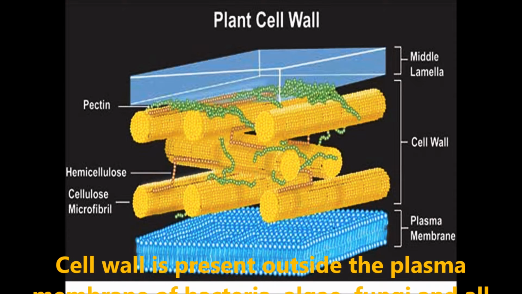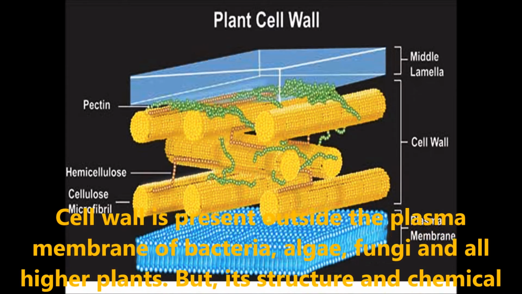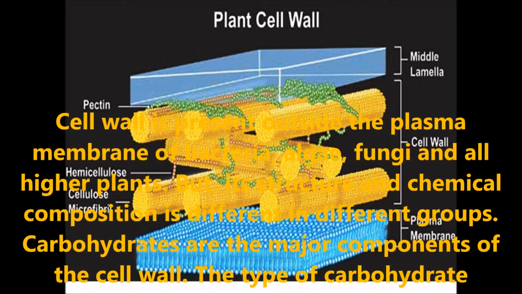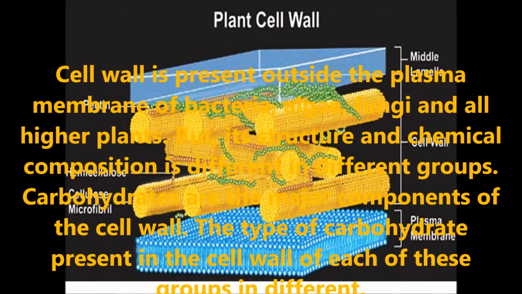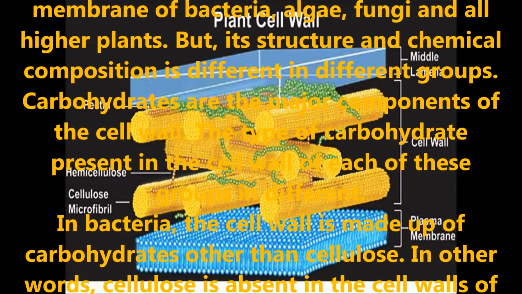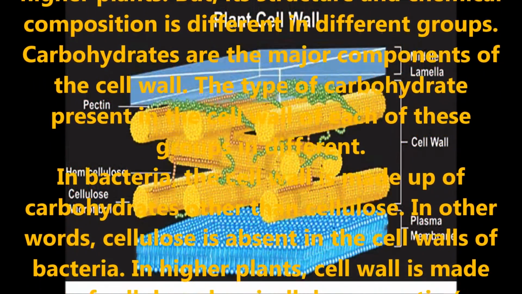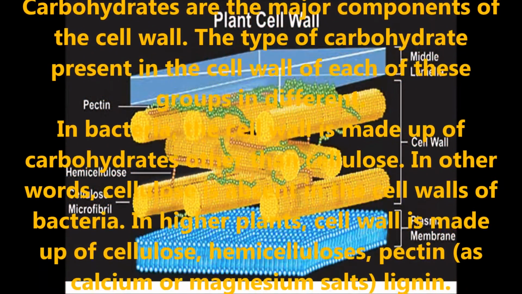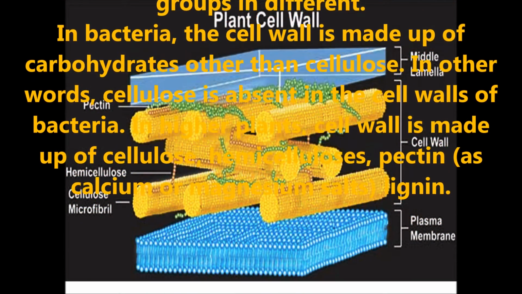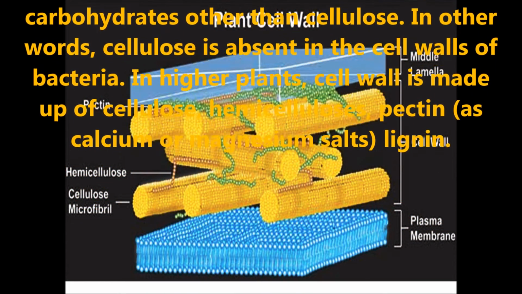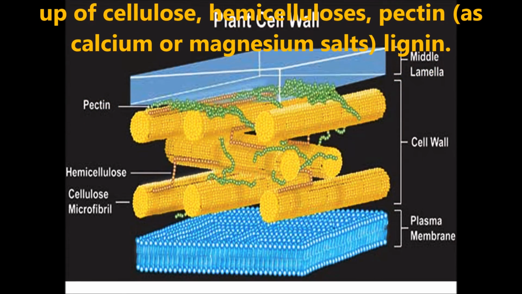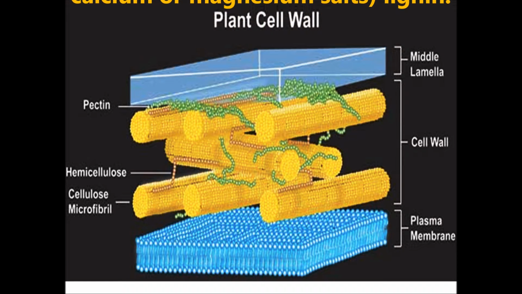Cell wall is present outside the plasma membrane of bacteria, algae, fungi and all higher plants. But its structure and chemical composition is different in different groups. Carbohydrates are the major components of the cell wall. The type of carbohydrates present in the cell wall of each of these groups is different. In bacteria, the cell wall is made up of carbohydrates other than cellulose. In other words, cellulose is absent in the walls of bacteria. In higher plants, cell wall is made up of cellulose, hemicellulose, pectin and lignin.